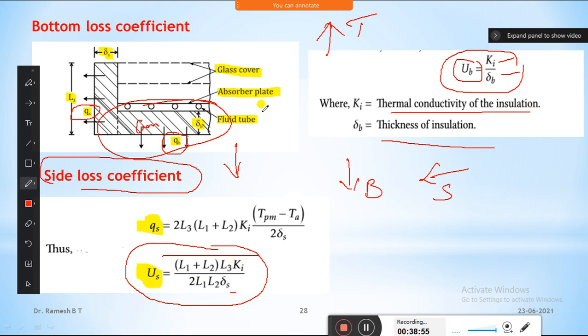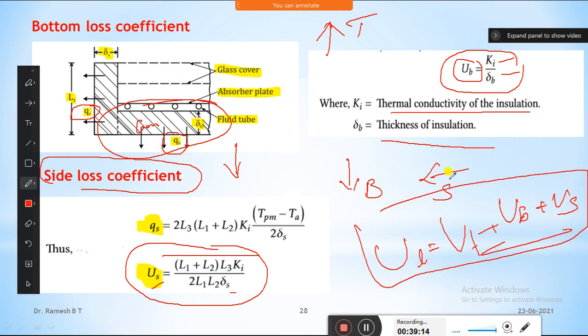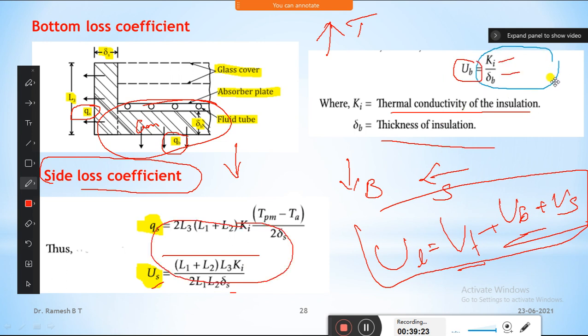Okay, and by US and UB, and we already got the UT, top. So finally by all these, UB and US, it will give UL. So UL is the total overall heat loss coefficient, which includes top, bottom as well as side. For the side this is the equation, for the bottom this is the equation, and for the top we have that equation in the previous slide.